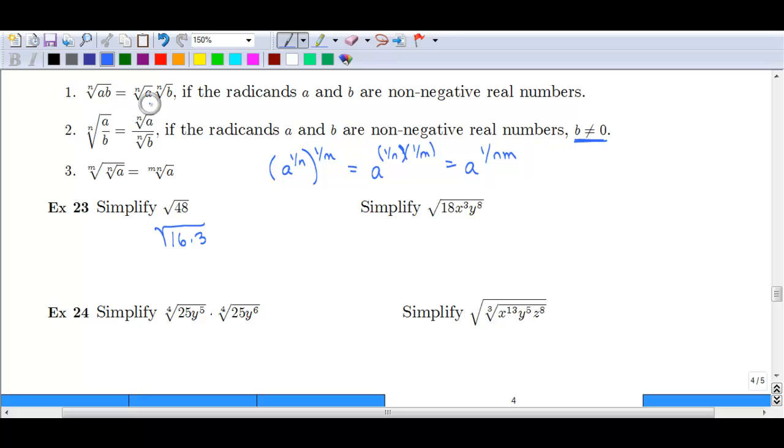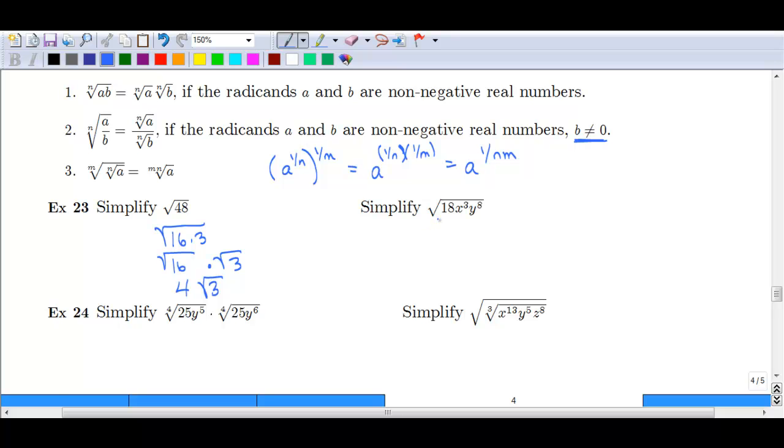Then we can use Rule 1 here. We can split this up into these two radicals, the square root of 16 times the square root of 3, and since the square root of 16 is a perfect square, we write that as 4. Again, we get rid of the radical, we don't leave it there, but we do leave it with the 3 because we did not perform that operation. So we've got 4 square root of 3 as our simplified answer.